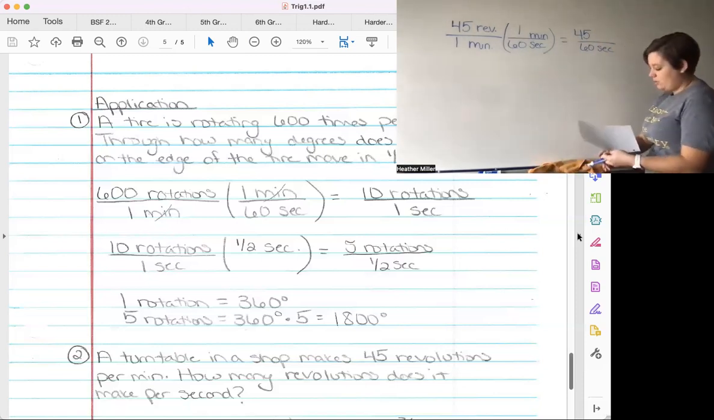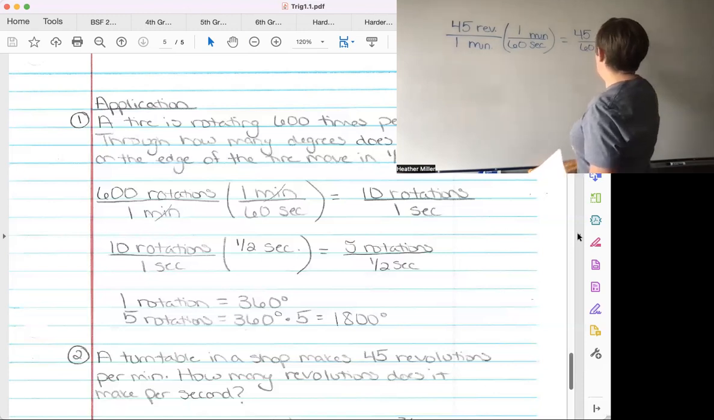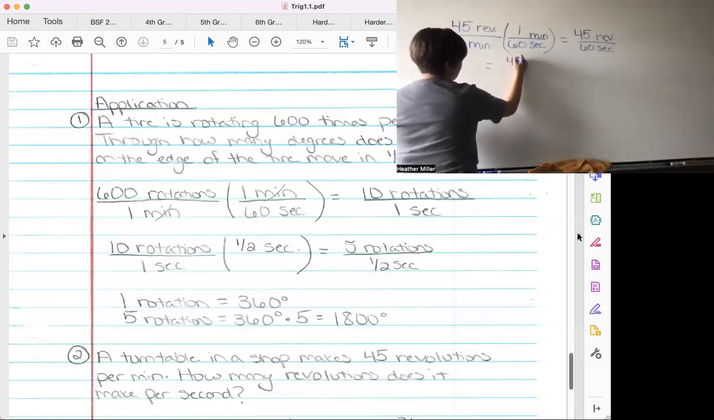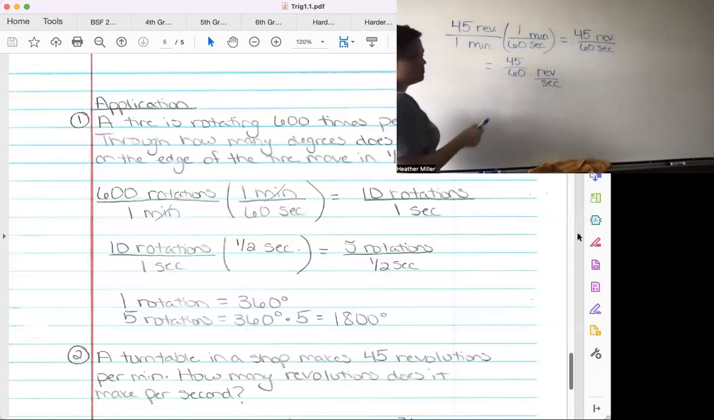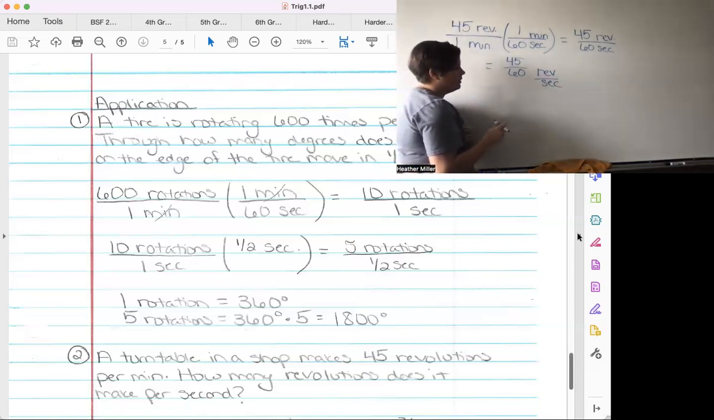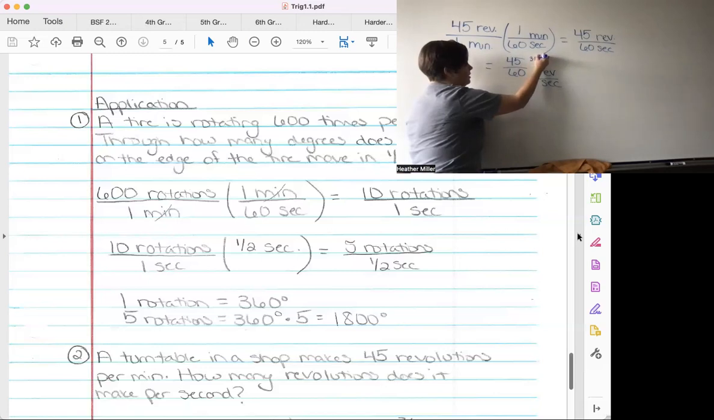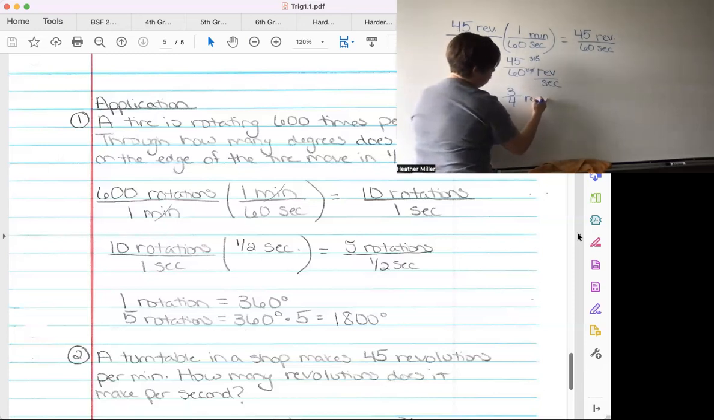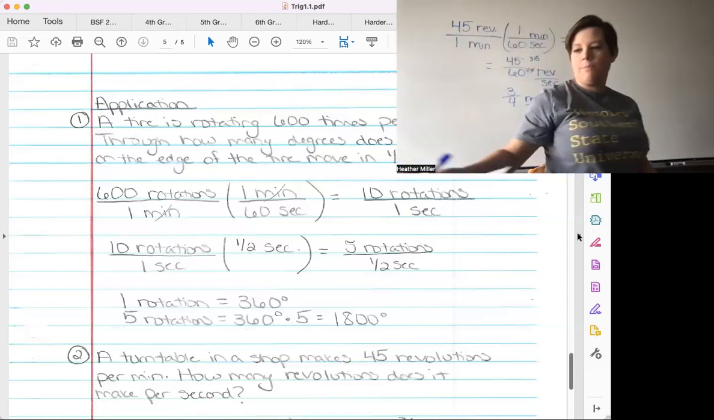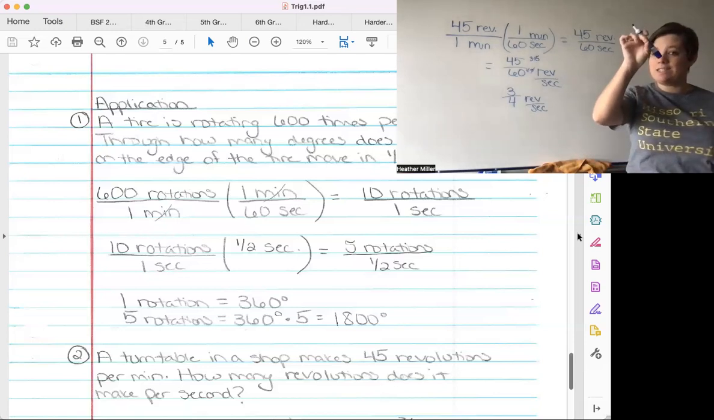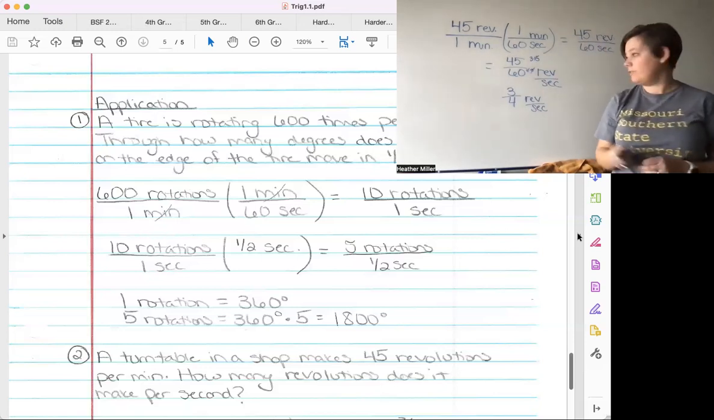But we can make that into a fraction. 45 revolutions, because what that's saying is I have 45 over 60 revolutions per second. Well, 45 over 60, that's definitely not simplified. They both have at least a 5. They actually have 15 in common, because 45 is 3 times 15, and 60 is 4 times 15. So the 15s cancel, meaning that we have 3/4 of a revolution per second. So it makes it 3/4 of the way around that disk every single second, which is pretty fast.